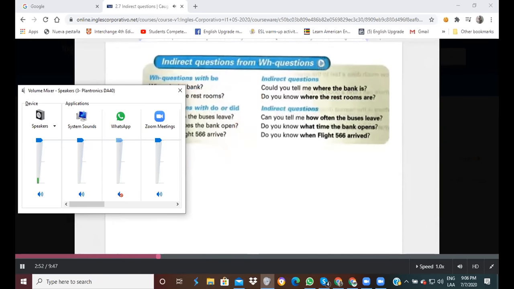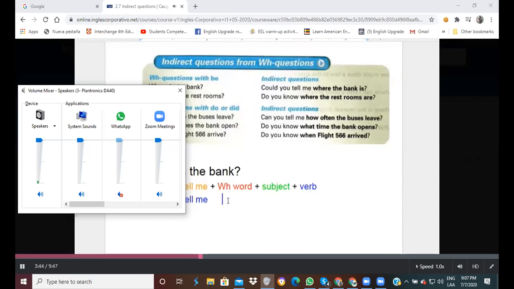Now let's try to make sense of this whole concept. What we want to do is turn direct questions into indirect questions, and let me propose a formula. We want to turn the question, where is the bank, into an indirect question. We will use some kind of polite modal verb, in this case, could you tell me? This is followed by a WH word. In this case it happens to be where, but it could be any other WH word, for example what time, how often, when, etc.